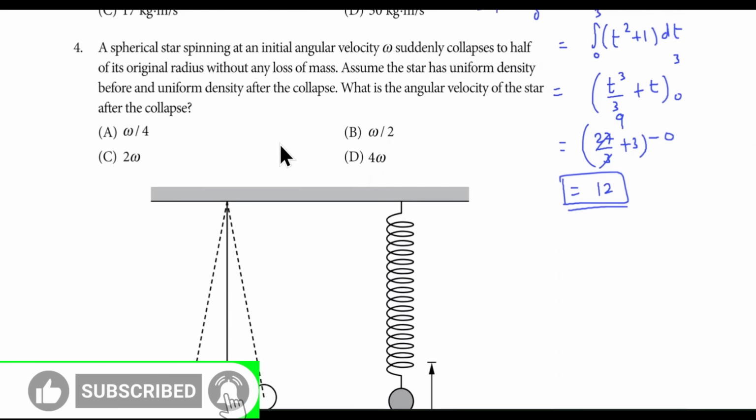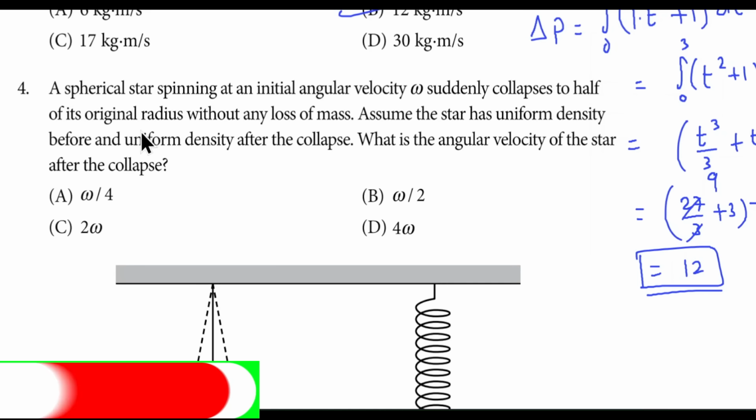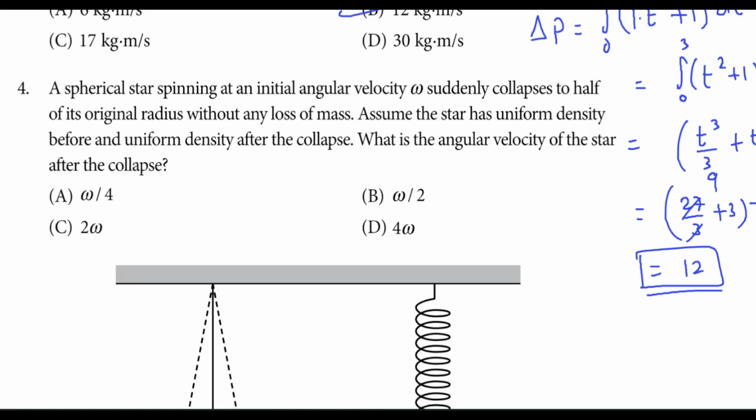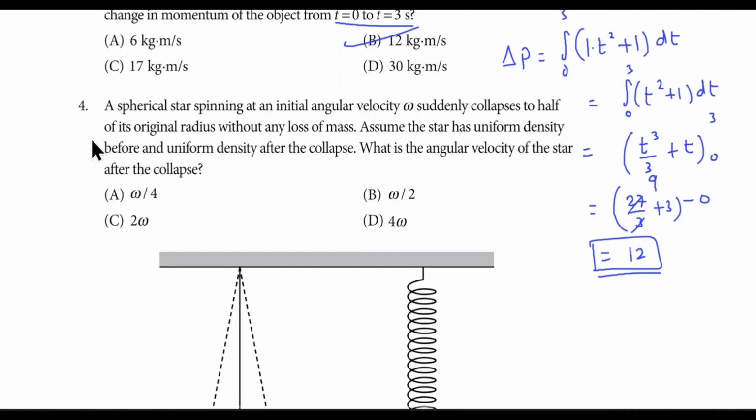A spherical star spinning at an angular velocity of omega suddenly collapses to half of its original radius without any loss of mass. Assume that the star has uniform density before and after. What is the angular velocity of the star after the collapse? So this is clearly based on conservation of angular momentum.